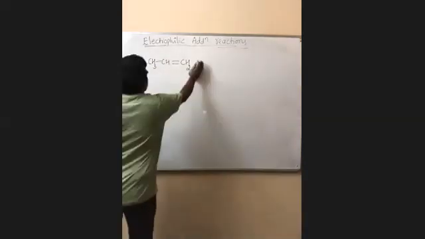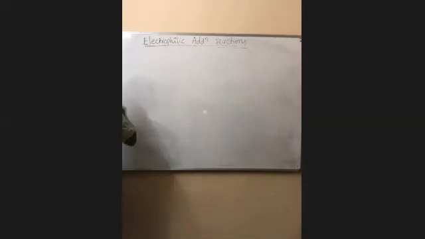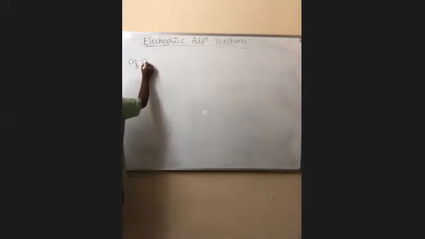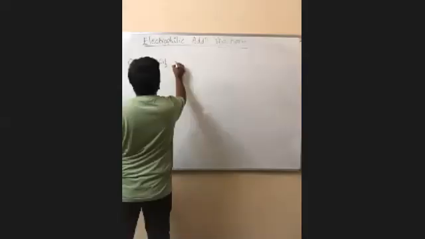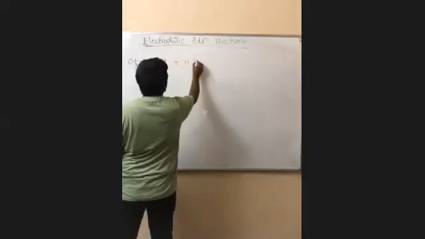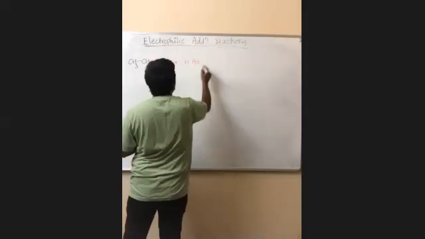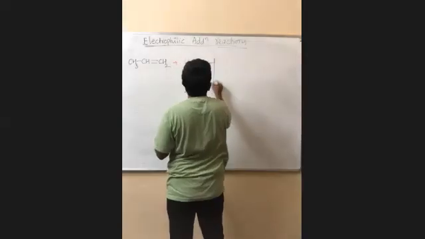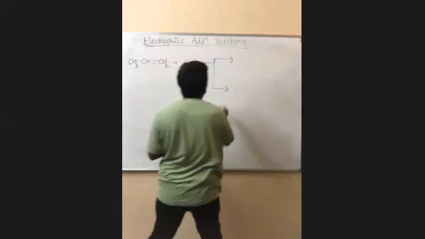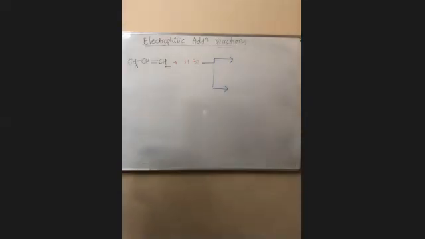I will write here CH3 CH double bond CH2. This is an unsymmetrical alkene. When I am adding HBr, then what happens? You will get two products. What are they? I will explain. One product I am writing here.